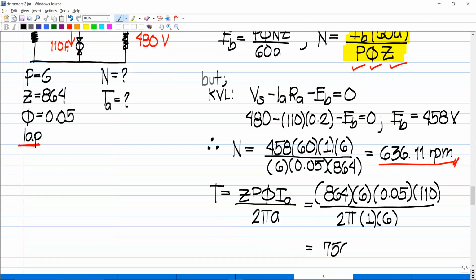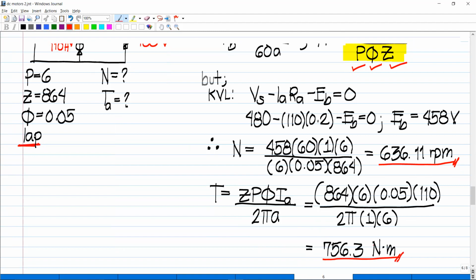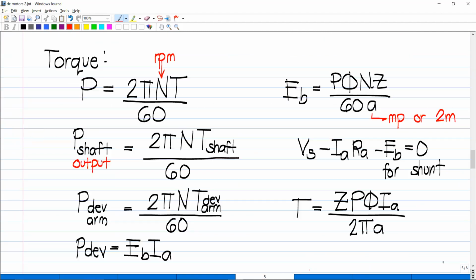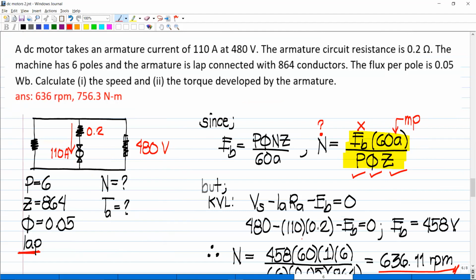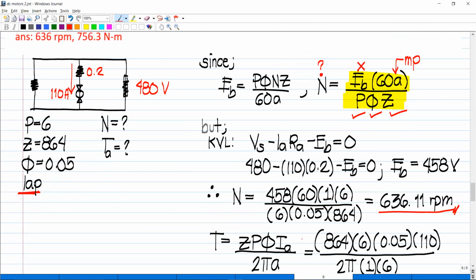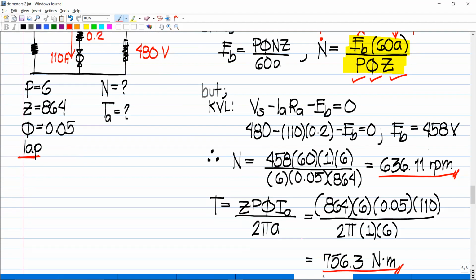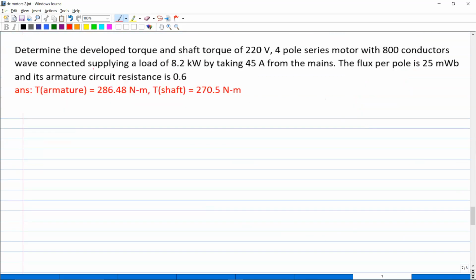756.3 Newton meter. So again, we proved our key answer. Where is it? There. 636 and 756.3. And now, let us proceed to the second problem.